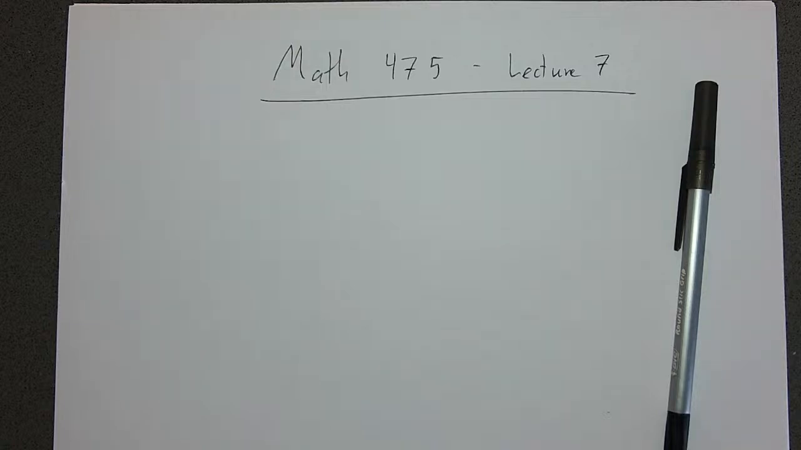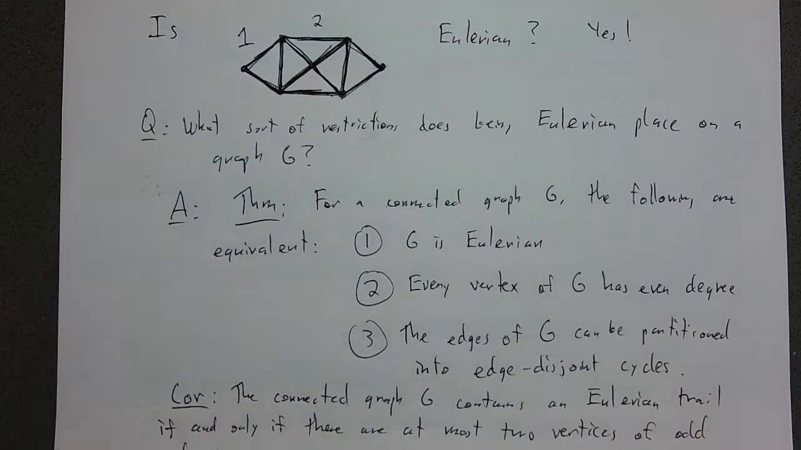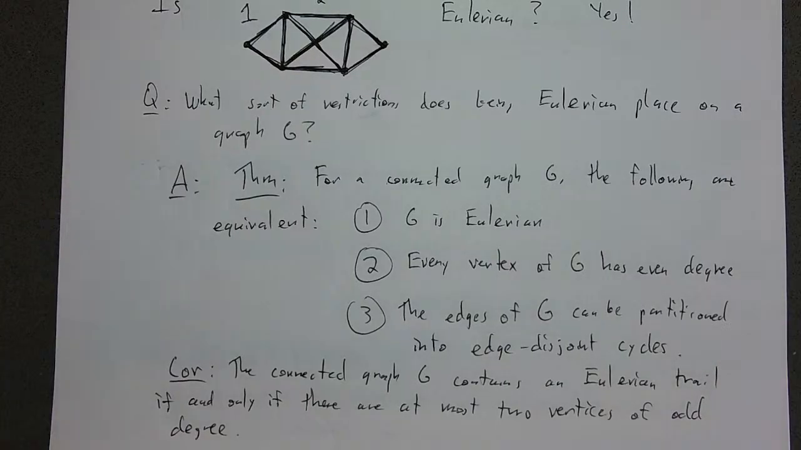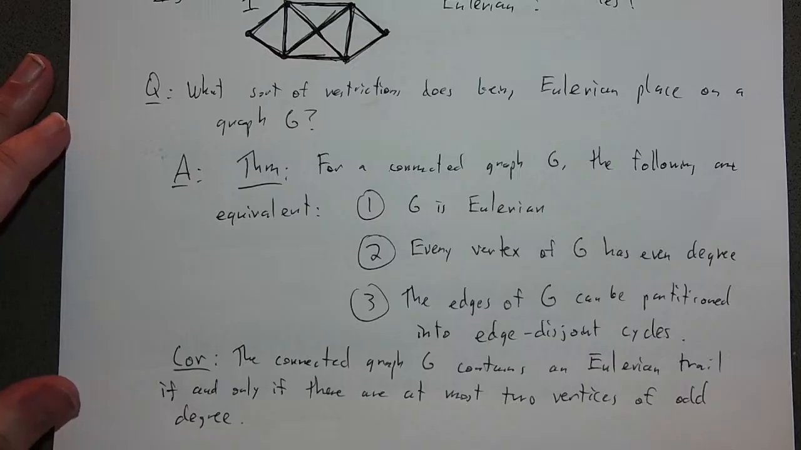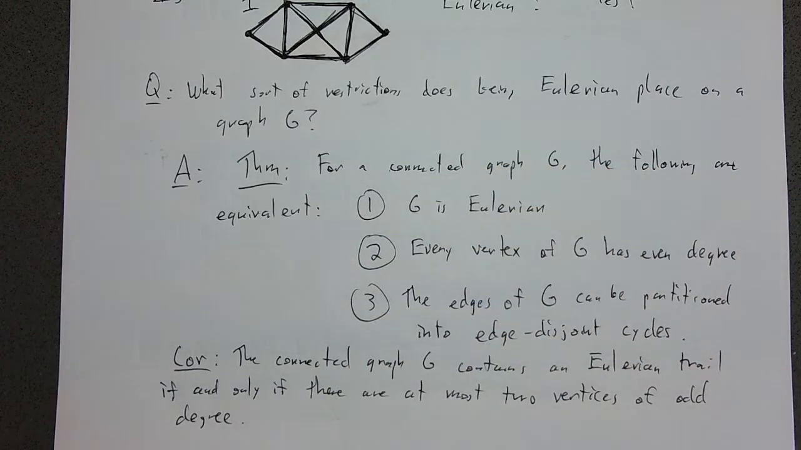Yesterday, last lecture, we ended with a discussion of an Eulerian graph, and basically we covered the definition of an Eulerian graph, gave a few examples, and looked at the question of what sorts of restrictions this places on a graph when you say that a graph's Eulerian, which means it contains an Eulerian circuit.